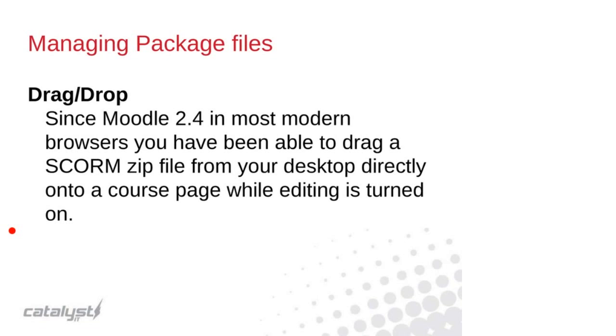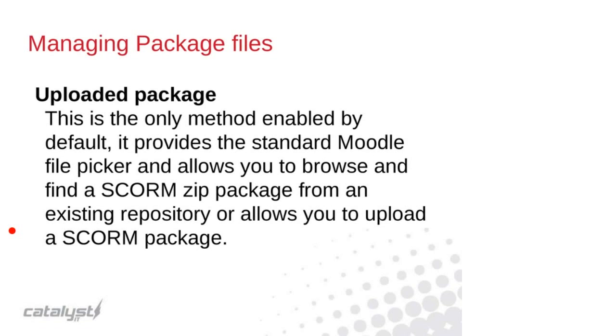The next option is uploaded package, and this is the only method that's enabled in Moodle by default. It uses the Moodle file picker, so you choose to add an activity and you choose SCORM, and then on that page you choose to upload a file, and it just pops up the standard file picker. You can find a zip package from a repository or upload a SCORM package from your system somewhere. This is the same method that's used for the drag and drop. So if you drag and drop something onto your course homepage, then it uses the uploaded package type.